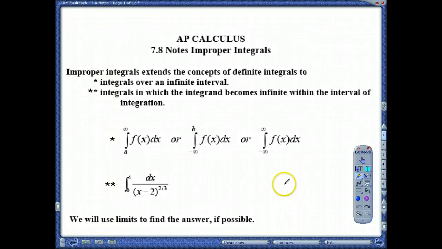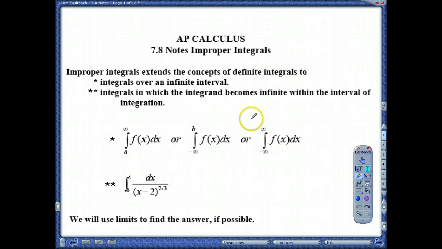Hi, welcome to section 7.8, improper integrals. Now, what is an improper integral? Okay, it extends the concept of definite integrals to integrals over an infinite interval and integrals in which the integrand becomes infinite within the interval of integration.